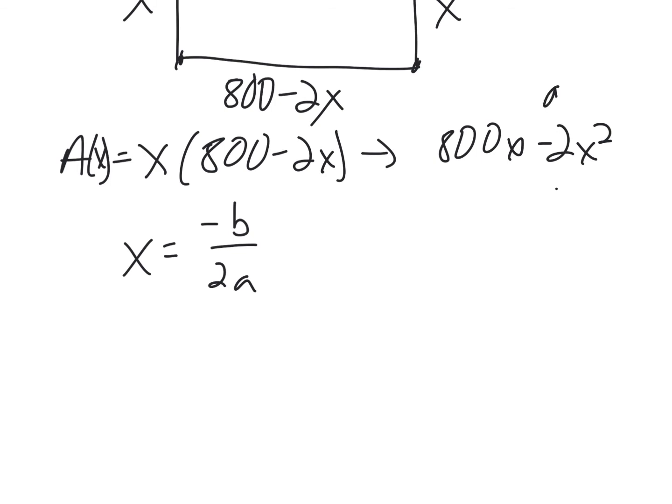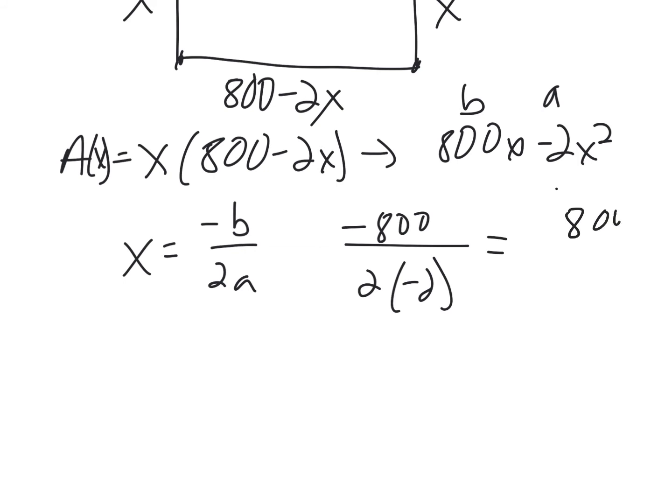So here's A, here's B. So negative 800 over 2 times negative 2. So that's going to be 800 over 4 because the negatives cancel out. So when x equals 200 is the x coordinate of the vertex, and then to find the y coordinate of the vertex, well, actually that would be the area. We don't really want to find the area, we want to find the dimension.